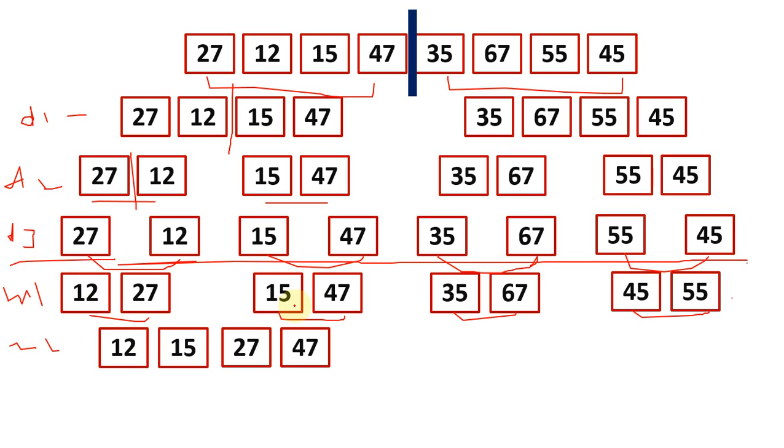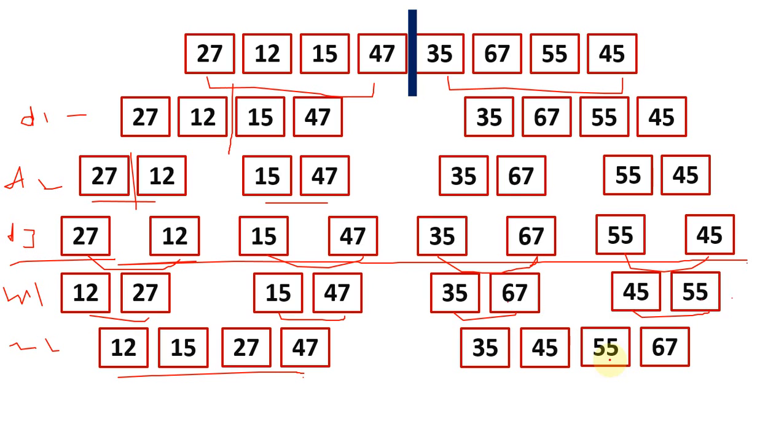So from 2 lists we obtained one list. Similarly, list 3 and list 4 elements are merged again. While merging we compare the elements, of course. So how are we going to compare? 35 and 45, the first elements. 35 is less than 45, so 35 comes first, then 45. Next 67 and 55. 67 is greater than 55, so 55 will occupy the first place before 67. So now we have 2 lists: 12, 15, 27, 47 and 35, 45, 55, 67. The last step is merge level 3.